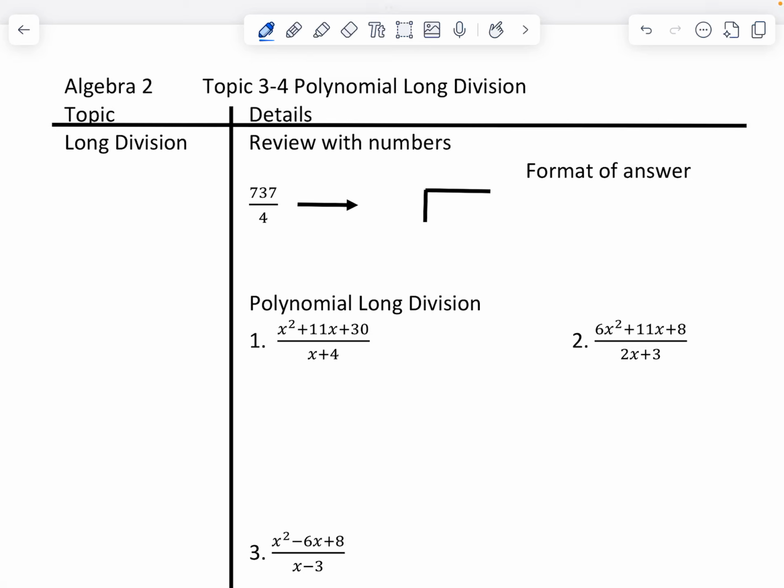This lesson will be on polynomial long division, so our objective is to divide two polynomials using polynomial long division. We're going to start by talking about using it with numbers. So if we're taking 737 divided by 4, long division is set up by putting the 4 in this spot, the 737 here. The 4 is called the divisor. The 737 is called the dividend.